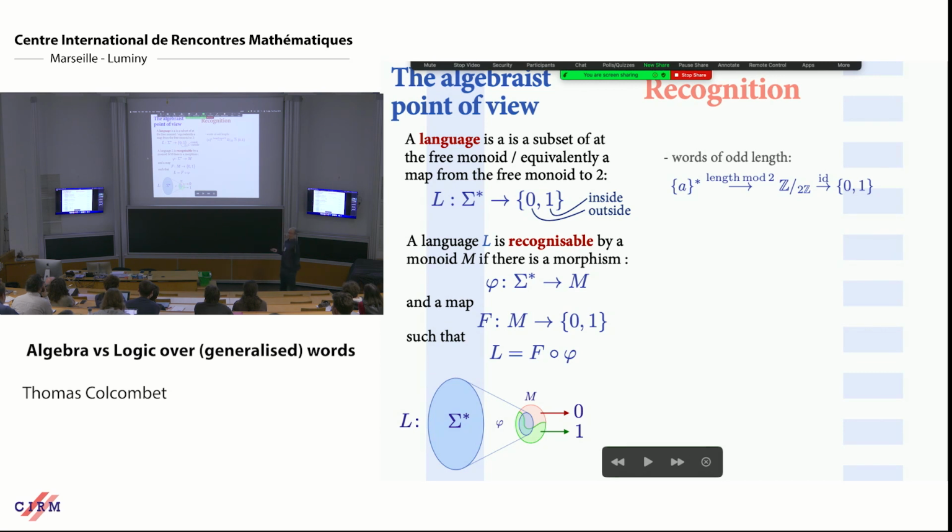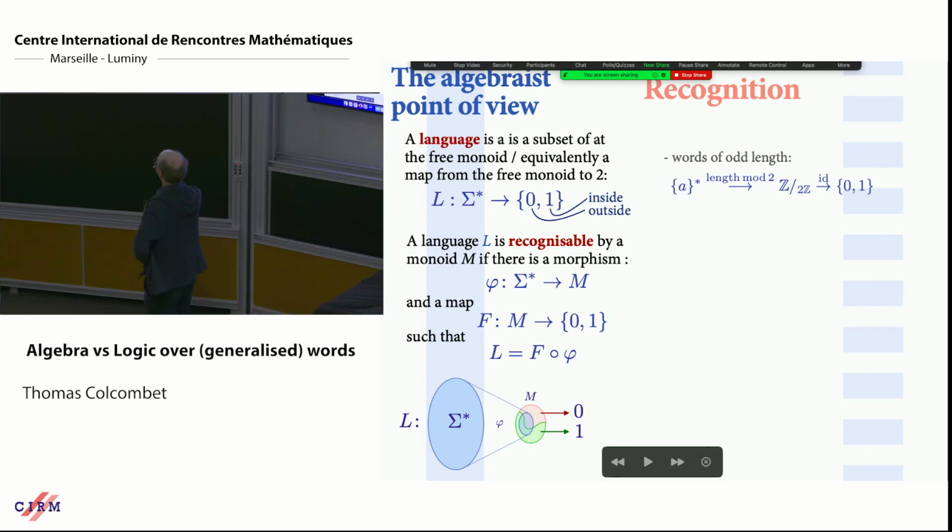Typical example, if you want to count the words that have even length, then you would use the Z over 2Z monoid. So it's a group, but you can forget about inverses, it's a monoid. Your morphism would be the length modulo 2. And you just send the even part of Z over 2Z to 0, the odd part to 1, and you accept if the value is 1. So technically what it says here is just if you have a word of even size and you concatenate a word of even size, it's even size. Odd size gives even size, and so on.